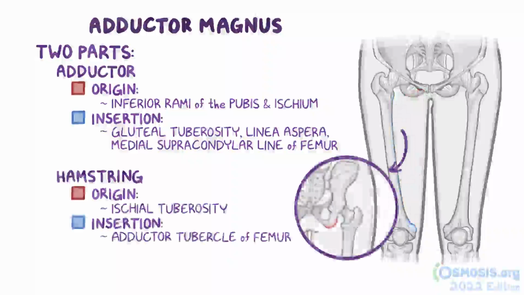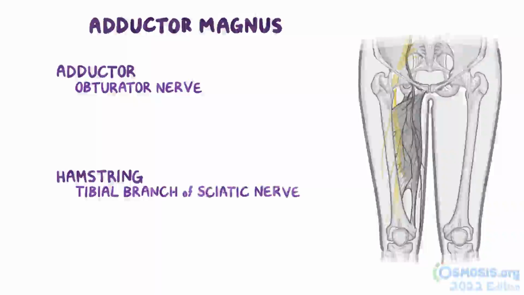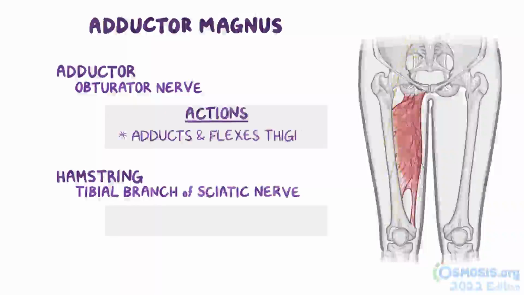tubercle of the femur. Regarding innervation, the adductor part is supplied by the posterior division of the obturator nerve, while the hamstring part is supplied by the tibial division of the sciatic nerve. The adductor portion adducts and flexes the thigh, whereas the hamstring portion extends the thigh.